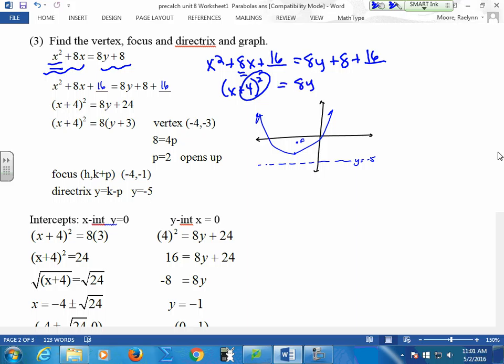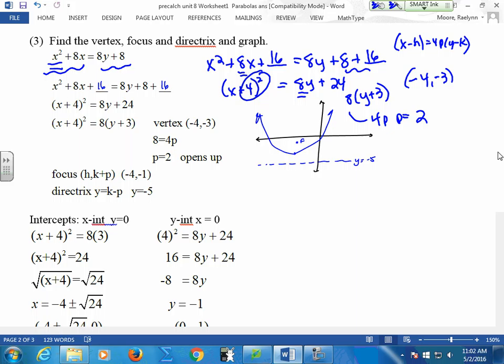So 8y, and combine these guys, 24. I still need to look like this for p y minus k. So I just take this out of here. So factor out an 8. Okay, so now what's your vertex? -4, -3. Good. This guy now is equal to 4p. What's p equal to? 2. Which way is it going to open? Up. Okay, so now we can sketch this.